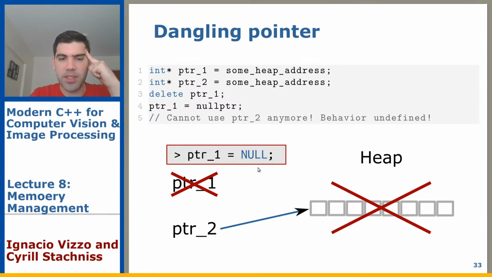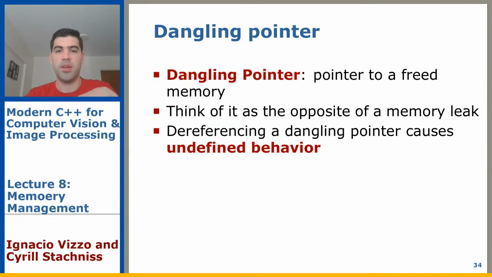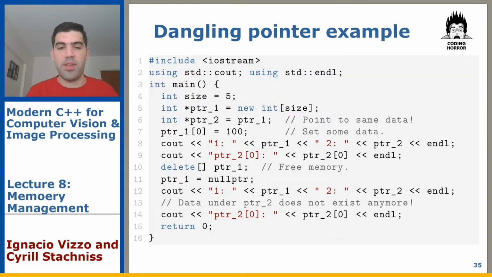so once you delete this memory, then this is free, and then you cannot use pointer 2 anymore because the behavior is undefined. You're pointing to a memory address that you don't own. So you have no idea what could happen with this. So this is basically when you point to freed memory, and this is actually like the opposite of a memory leak. And dereferencing a dangling pointer will cause undefined behavior. So you don't know what to expect, so no one can tell you how your program will behave when this happens.